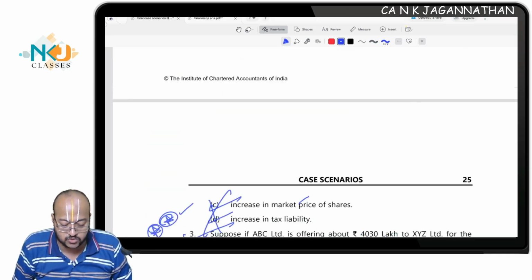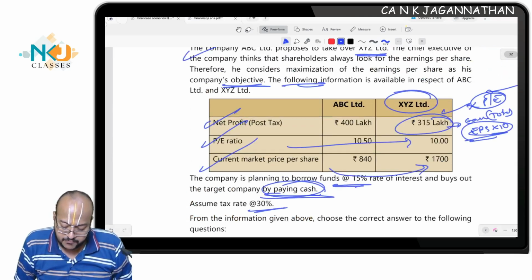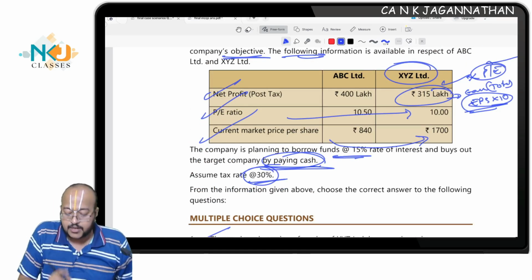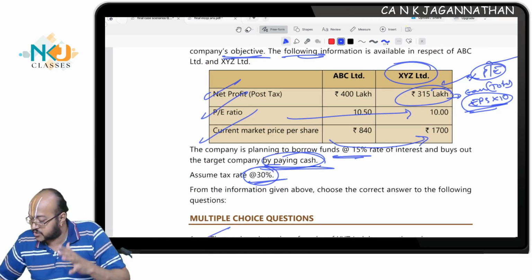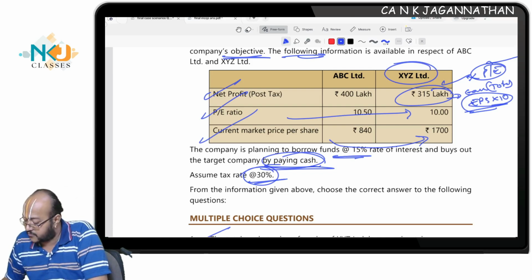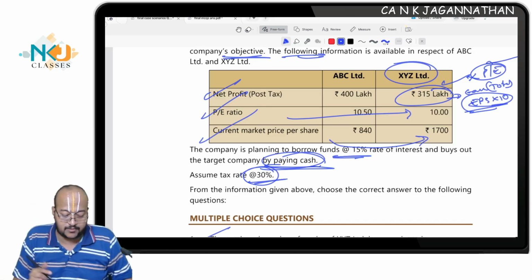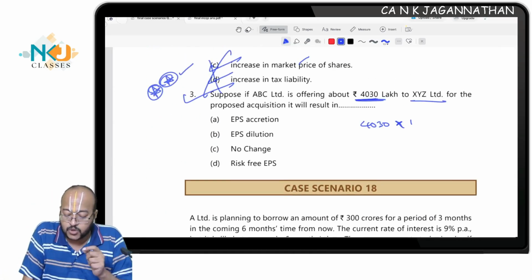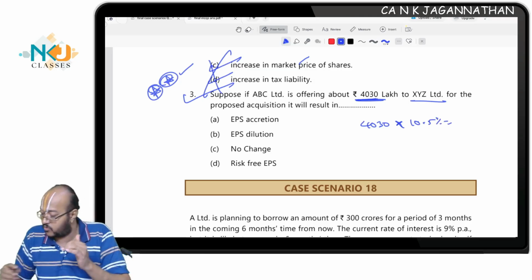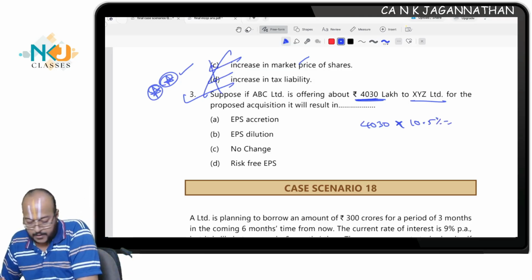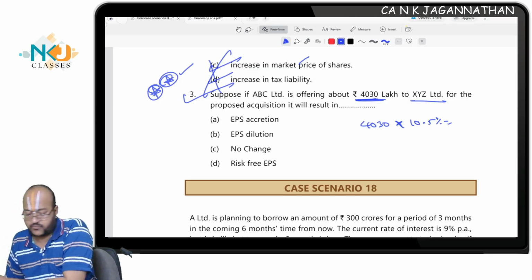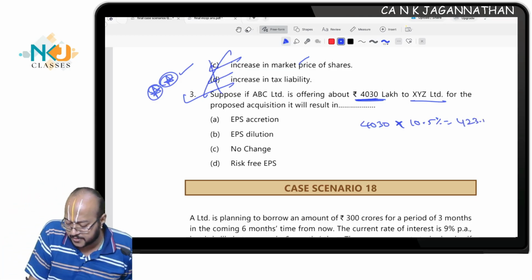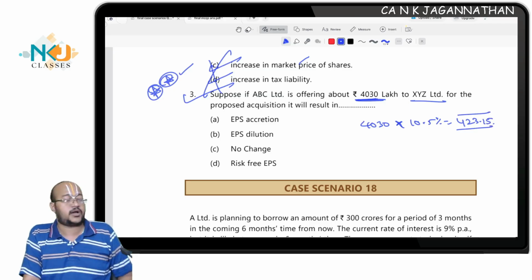Are you all understanding? So what you should do? See, this 15% tax rate is 30, na. Convert the 15% into post-tax rate first of all. So 15 into 70%, say 10.5%. This 10.5%, what is the post-tax cost of debt interest? So into 10.5%, first you do. What is the issue? I'll tell you. 4030 into 10.5%, 423.15. Are you all getting this much?